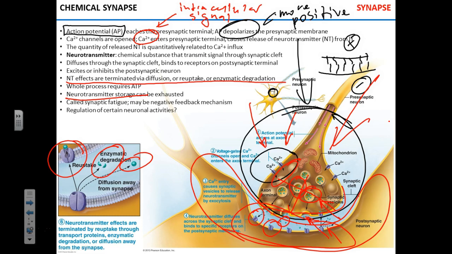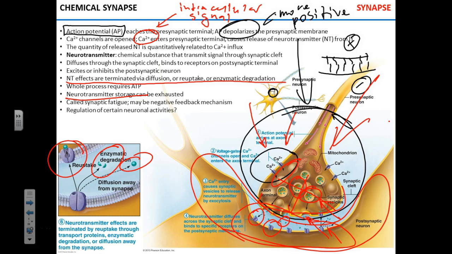And that's actually good, because it provides a certain level of negative feedback regulation. If the signal is too strong, to avoid overstimulation of the neurons downstream, the next neuron, the postsynaptic neuron, if neurotransmitter is gone, there's going to be no signal transmission and no overstimulation. Does that make sense?